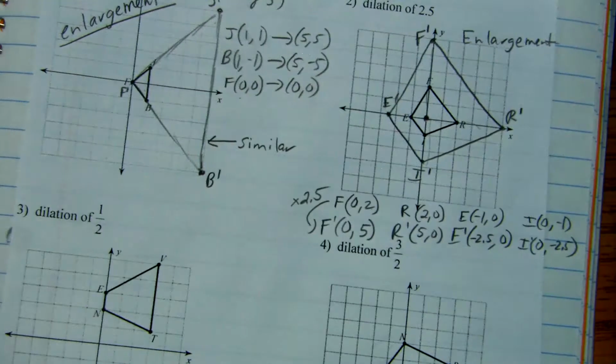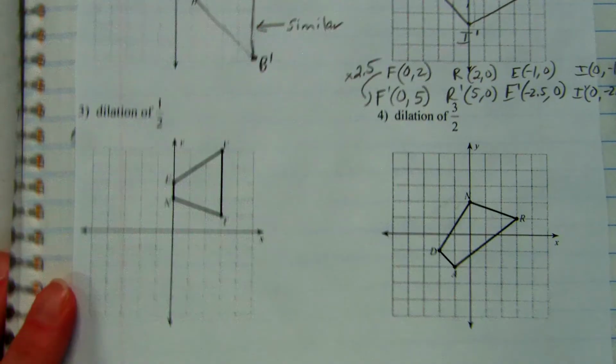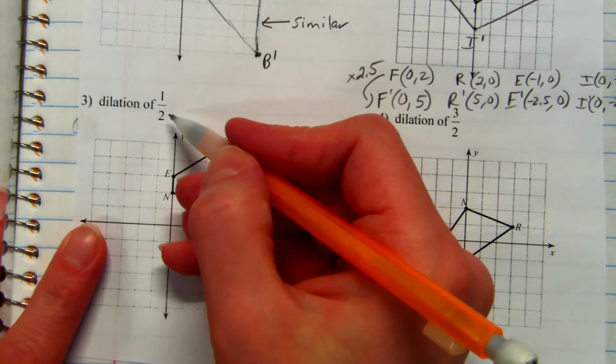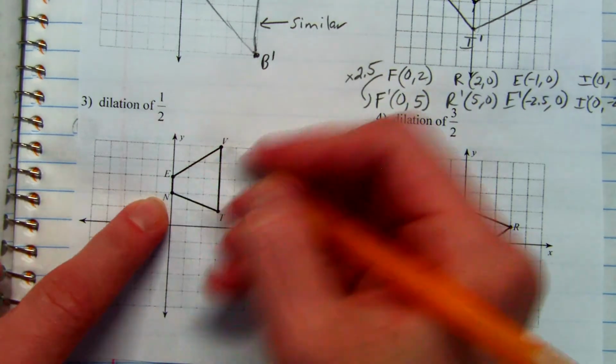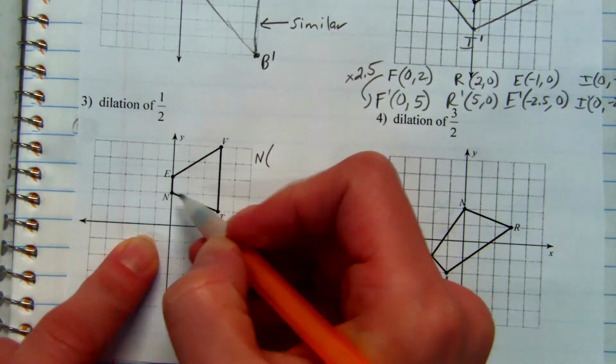All right, so let's look at number 3. We're going to have a dilation of 1/2. So we're going to multiply everything by 1/2. I'm going to start with N. What are the coordinates of N?